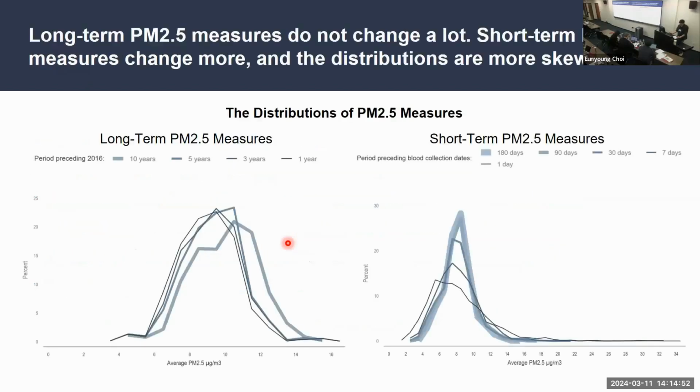A little bit more information on the long-term and short-term measures. These are the distributions of PM2.5 measures. We can see that there is greater variation across short-term distributions compared to long-term distributions. And also, the short-term distributions are more skewed. We have more relatively extreme values.